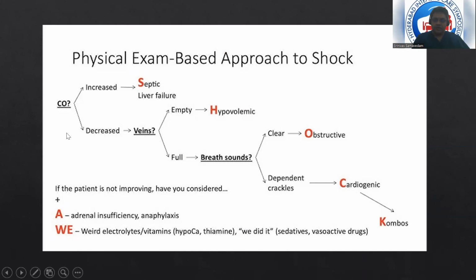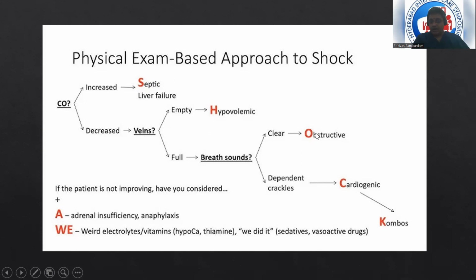What you need is to see whether the cardiac output is increased or decreased. If the cardiac output is increased, you are looking at septic shock or sometimes liver failure. If you are looking at a decreased cardiac output, you look at the veins. Are the veins full or empty? If the patient has a decreased cardiac output with empty veins, you are looking at hypovolemic shock. If you are looking at a decreased cardiac output with full veins, then you look at the breath sounds. If the breath sounds are clear, you are looking at obstructive shock. If the breath sounds show dependent crackles, you are looking at cardiogenic shock.